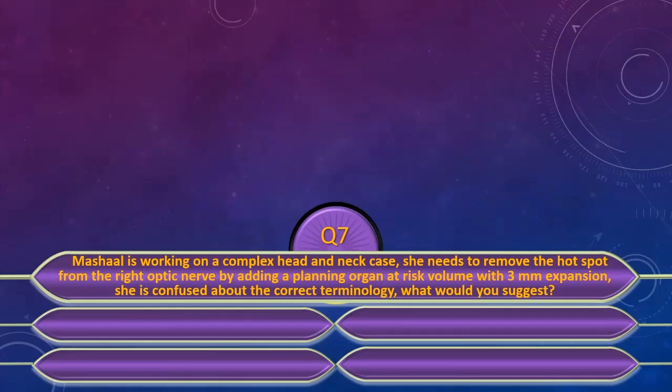Question 7. Masha'al is working on a complex head and neck case. She needs to remove the hot spot from the region, from the right optic nerve by adding a planning organ at risk volume with 3 millimeter expansion. She's confused about the correct terminology. What would you suggest?